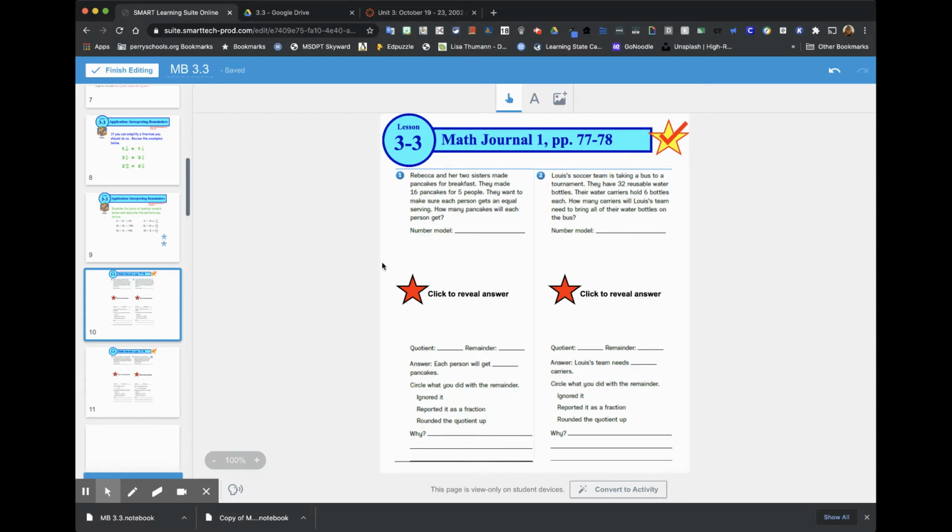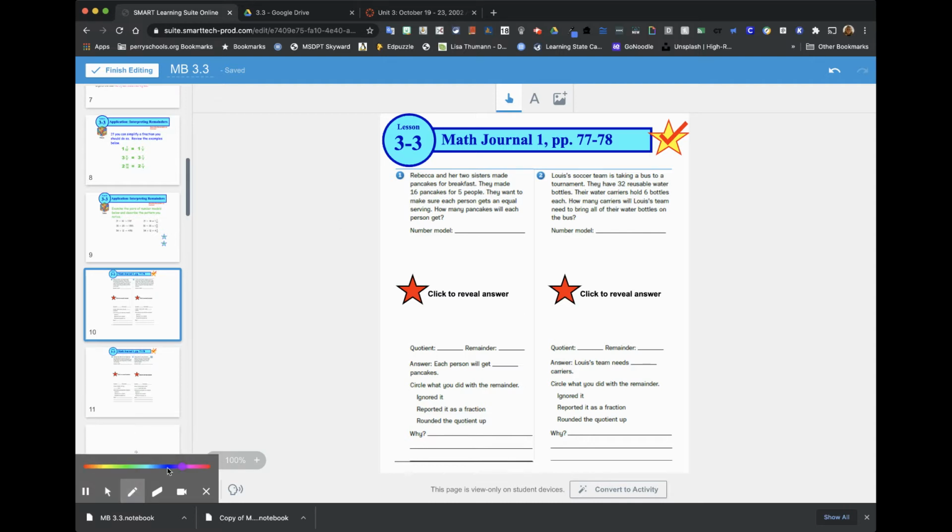So I'm going to do number 1. I want you to follow along, and then I want you to pause the video and then do 2, 3, and 4. So Rebecca and her 2 sisters made pancakes for breakfast. They made 16 pancakes for 5 people. They want to make sure each person gets an equal serving. How many pancakes will each person get?